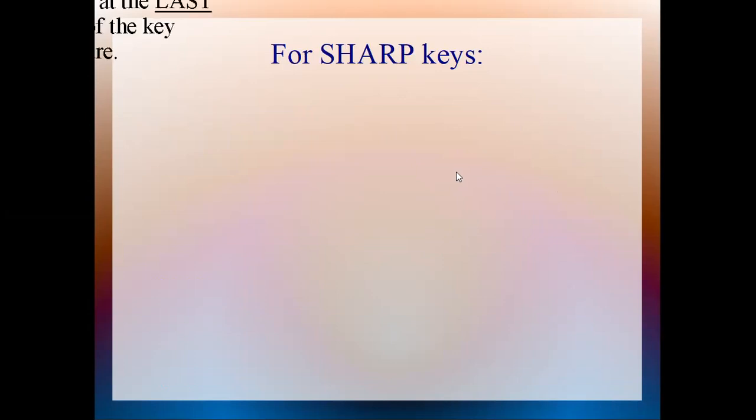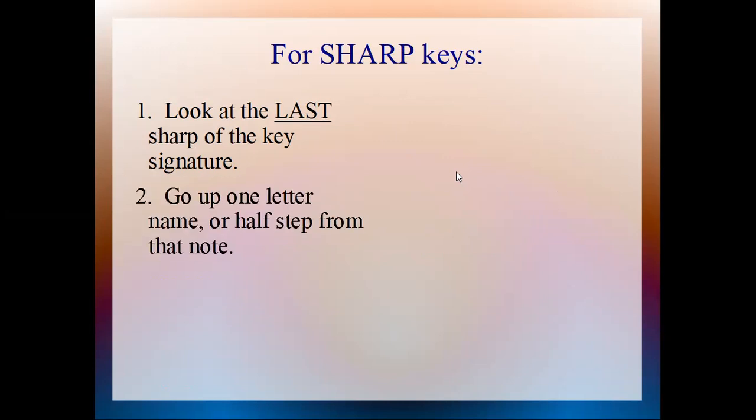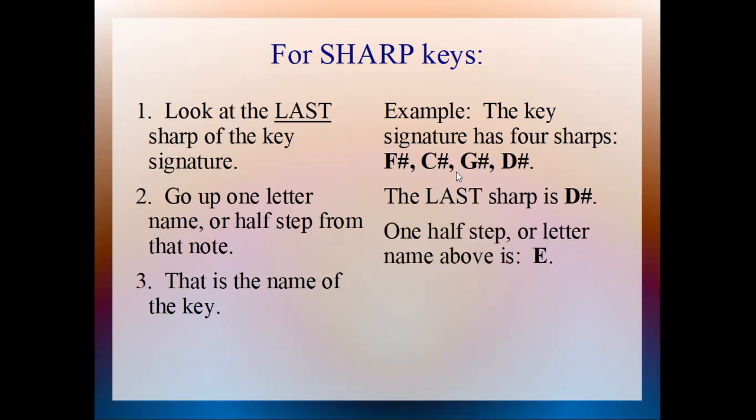For sharp keys, you look at the last sharp of the key signature, then go up a half step, or 1 letter name, from that note, and that is the name of the key. An example is if you have 4 sharps, they will be F sharp, C sharp, G sharp, and D sharp. The last sharp I mentioned is D sharp. Go up a half step, that name is E. 4 sharps in the major keys is E major.